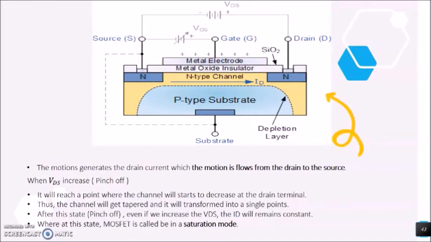When VDS increases, it reaches the pinch-off point where the channel starts to decrease at the drain terminal. Thus, the channel gets tapered and transforms into a single point. After this state, which is pinch-off, even if we increase VDS, ID will remain constant. At this state, the MOSFET is said to be in saturation mode.